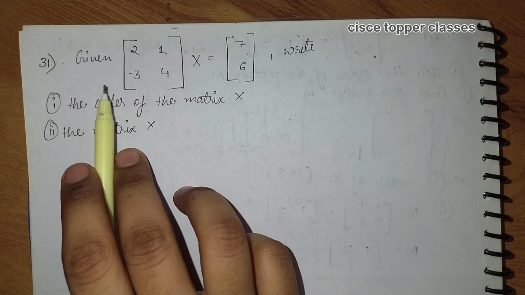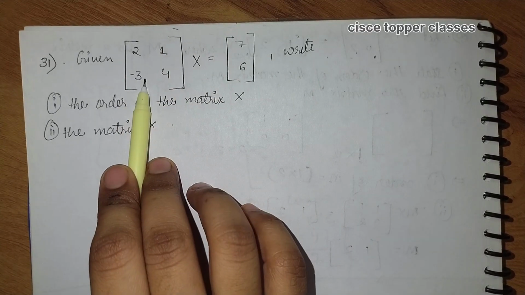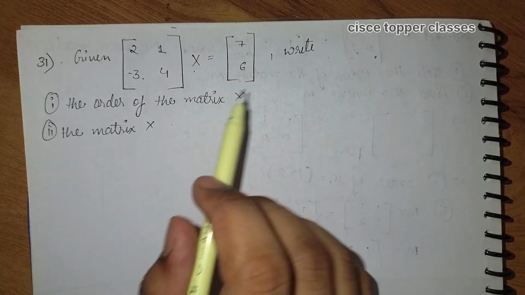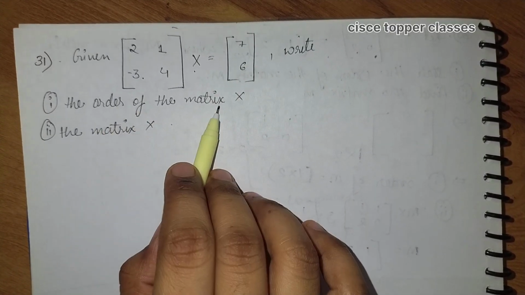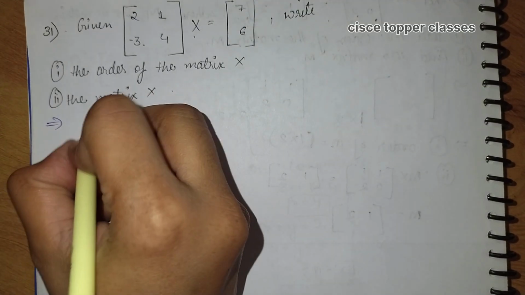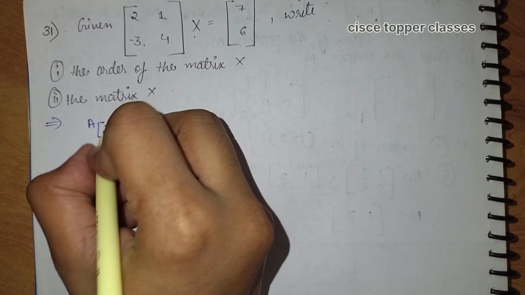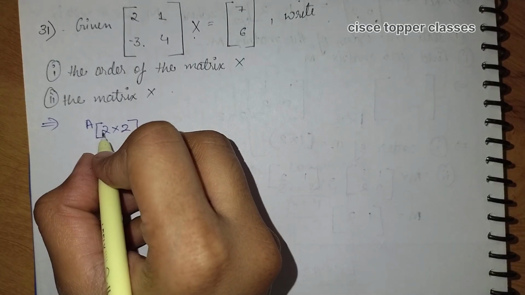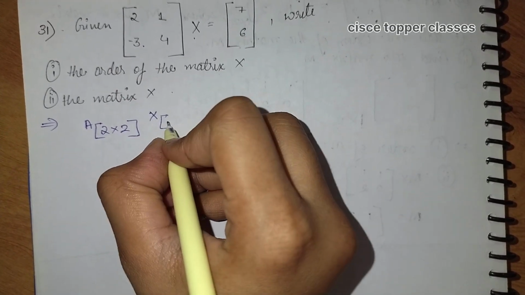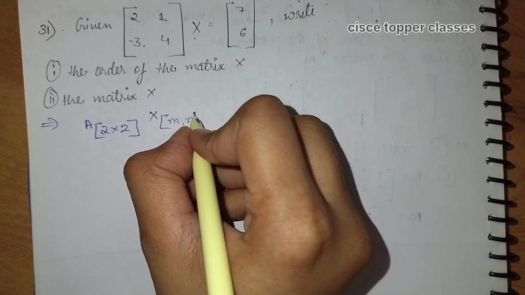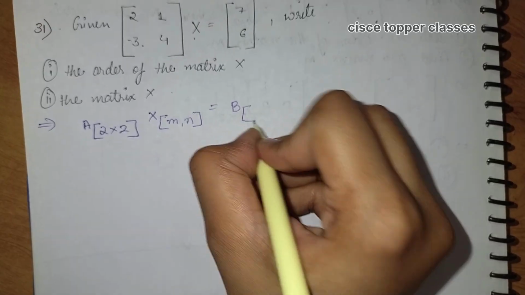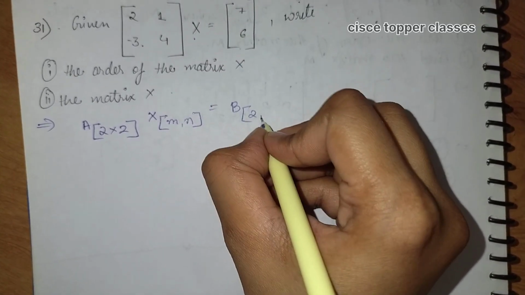Solve question number 31 here. Given the value of this matrix, and we have the second matrix X, multiplied by which we will get the matrix [7 6]. We have to find the order of the matrix X. The first matrix A has order 2 cross 2, so the number of rows is 2 and the number of columns is 2. Let matrix X be of order M comma N, and the matrix obtained, that is B, is of order 2 comma 1.